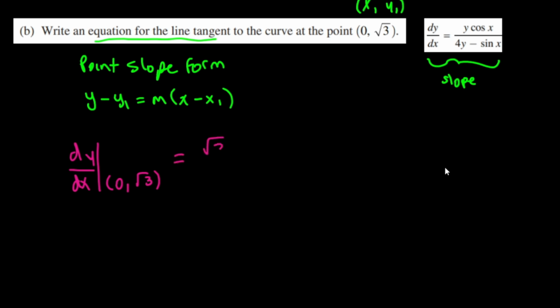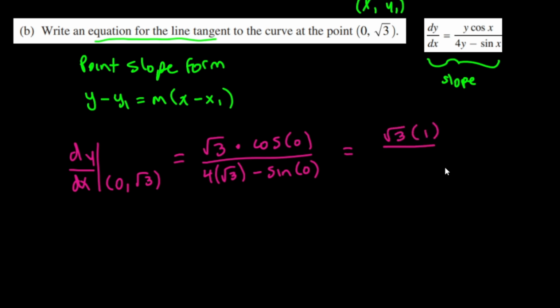So we plug it in. So we have square root of 3 times cosine of 0 over 4 times the square root of 3 minus the sine of 0. So the cosine of 0 is 1, so we have square root of 3 times 1 over 4 square root of 3 minus, and the sine of 0 is 0. If you need a review of trigonometry, you can refer to a different video to get help with that. So this equals square root of 3 over 4 square root of 3, and that reduces to 1 over 4. So that 1/4 is the slope we were looking for our tangent line.